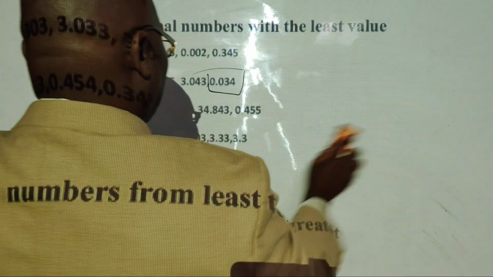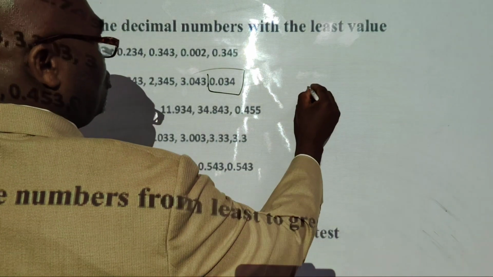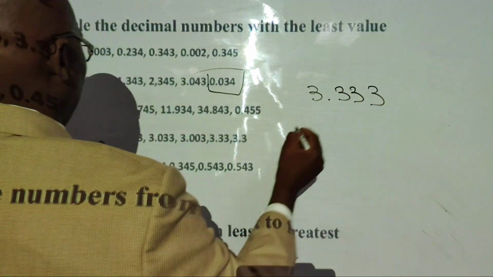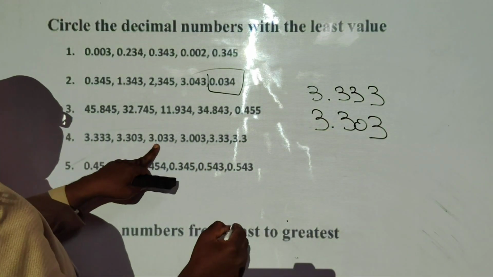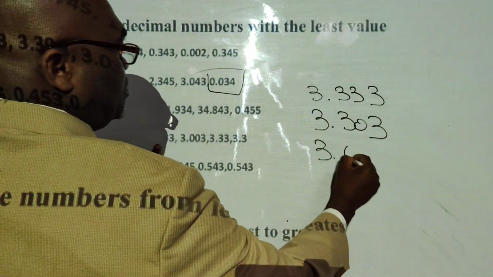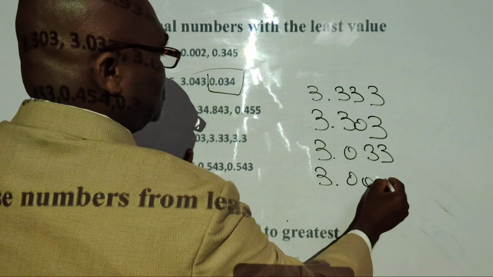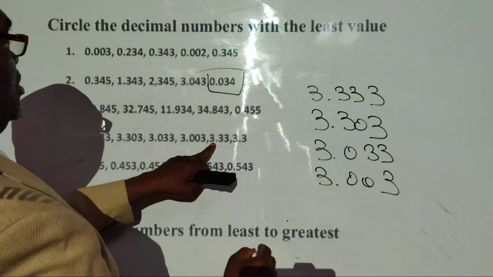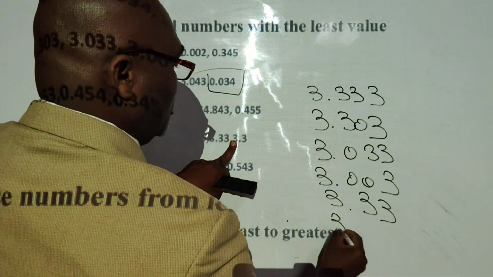So let's do one more. Let's deal with this one here. 4. So you got 3.33. Then you got 3.303. Then you got 3.0333. Then you got 3.003. Then you got 3.33. Then you got 3.13.